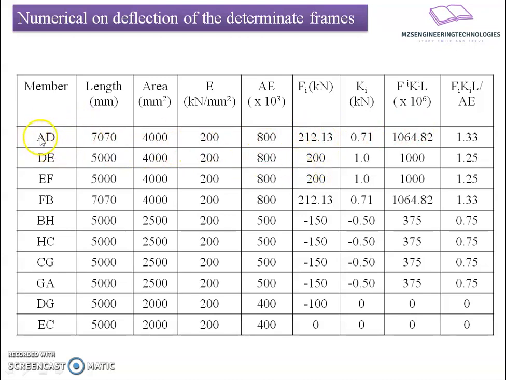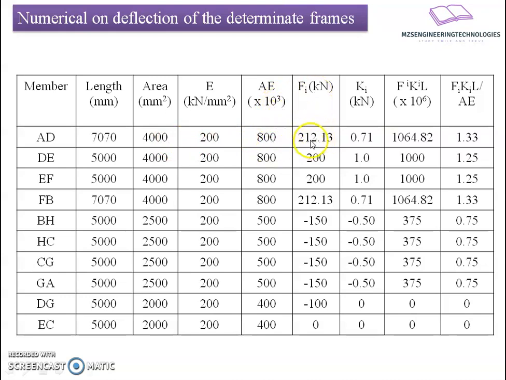If I talk about member AD, it is a top chord member, and it is inclined in position. The horizontal distance given to us is 5 meter and the vertical height is 5 meter. The length works out to be 7.07 meter. I have written it in mm here, 7070 mm. Area is known to us, 4000. E is given to us in kPa. I converted that into kilonewton per mm square, which works out to be 200. Then I have taken the product here in terms of 10 raised to 3. It comes to be 800.